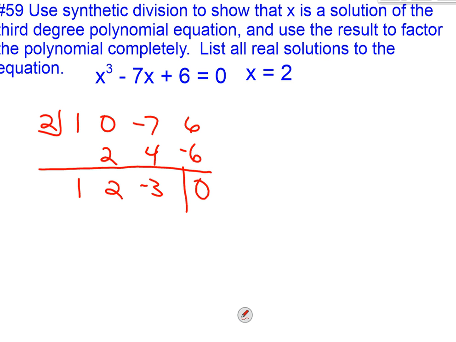So that means if I was going to write that right now in factored form, what is this factor going to be? X minus 2. And what is the rest of this? X squared plus 2x minus 3. It says to show that that is a solution, so we've done that. Use the result to factor the polynomial completely, and then list all real solutions to the equation. So they're leading us to believe that this is going to factor further.